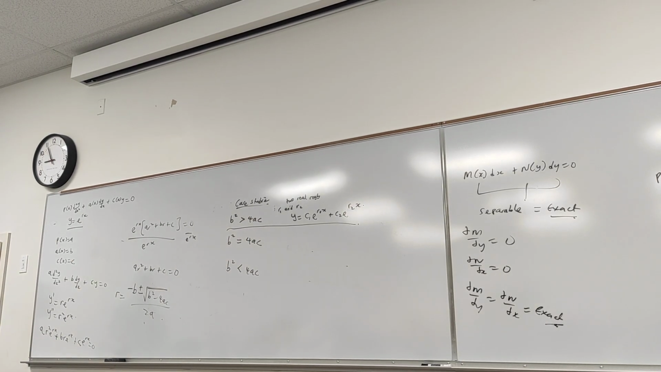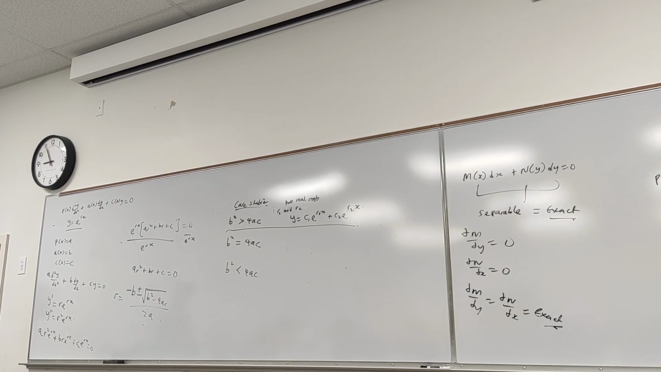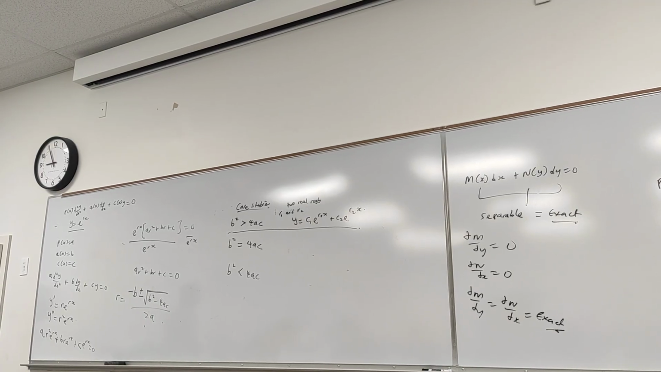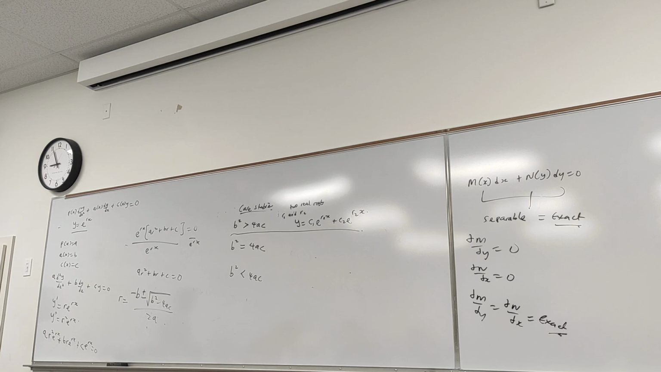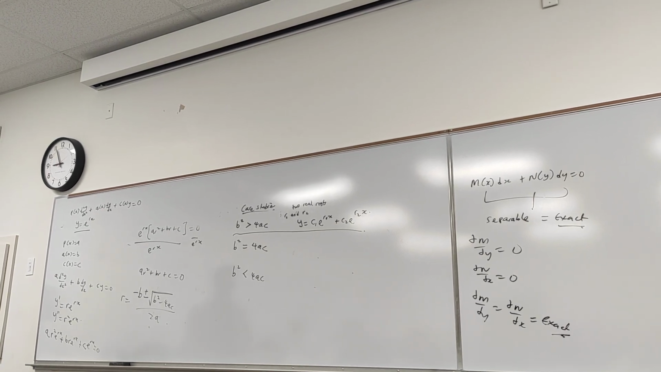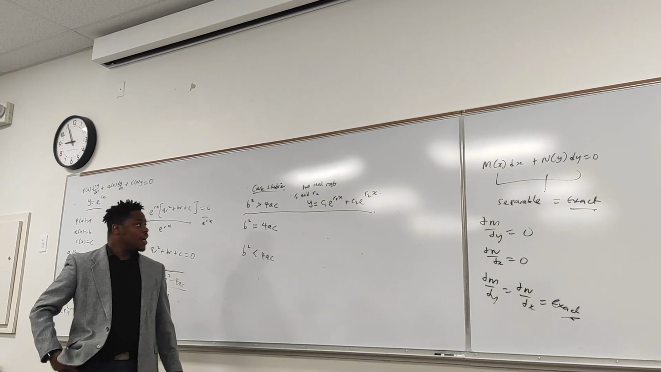How about if b squared is equal to 4ac? Yes? Can I ask a question about that? What's the difference between C1 and C2? They are constants. They are two different arbitrary constants. And I'll tell you where this comes from, although we'll talk about that when we get to the principle of superposition.